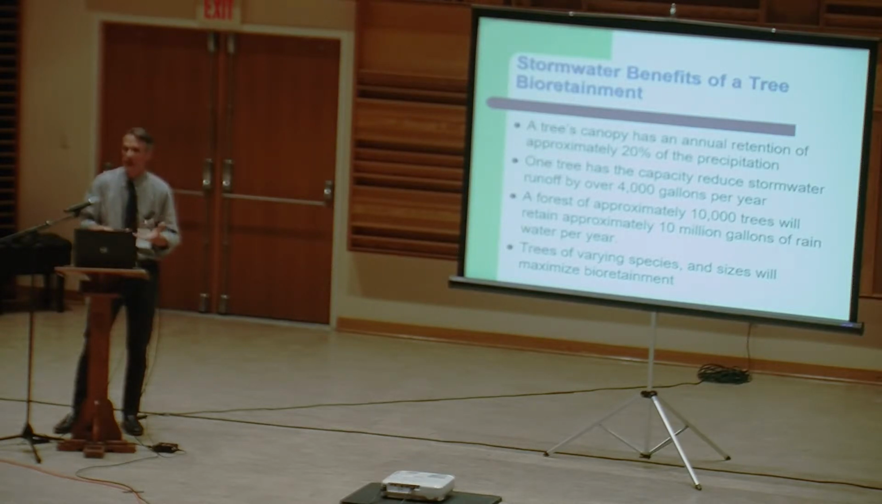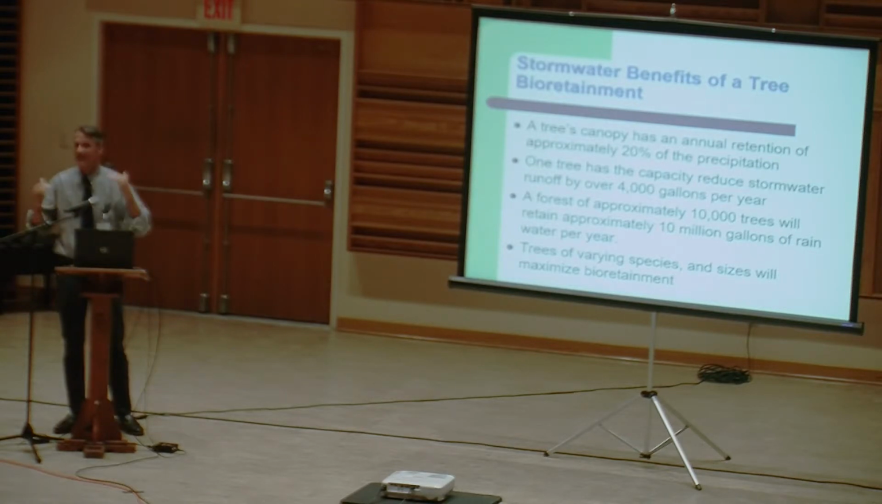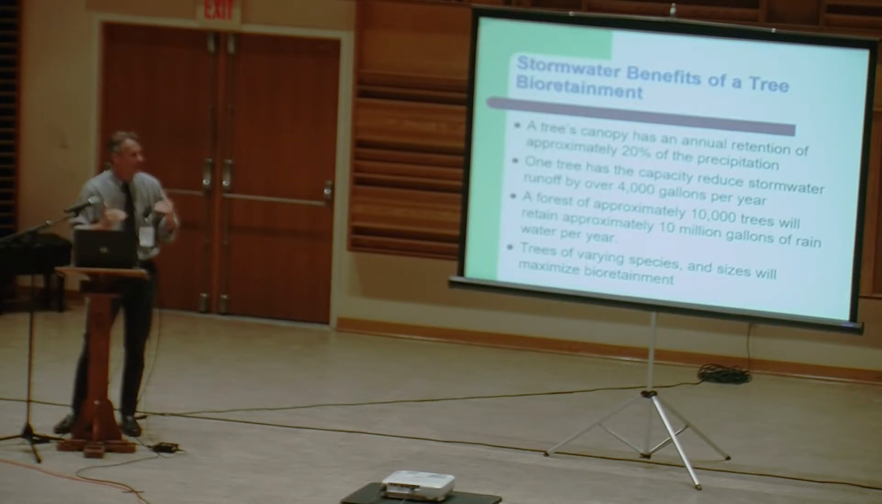They really help to remove a lot of runoff that would eventually just move into receiving waterways. So obviously trees of varying sizes and species really maximize what's called bioretention. So it's this retaining of the stormwater.